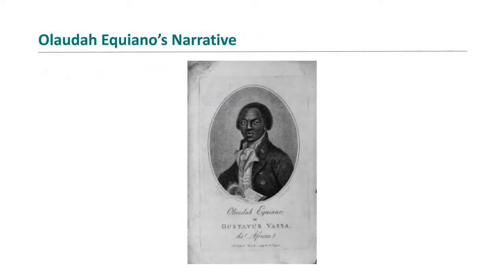This is the frontispiece of Olaudah Equiano's account of his life, the best-known narrative by an 18th century slave. The portrait of Equiano in European dress and holding a Bible challenges stereotypes of blacks as savages incapable of becoming civilized.